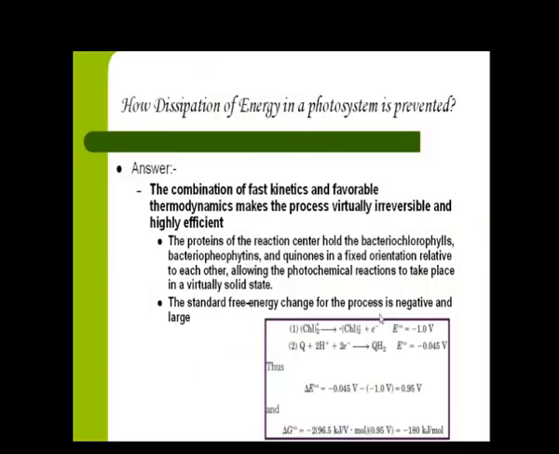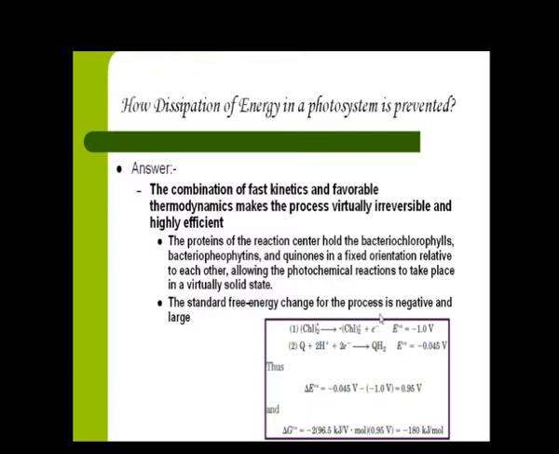Now, if your chloroplast takes energy from the photons, this energy can dissipate in the form of heat, right? If something has taken up energy, the easiest way to give out that energy is heat. Even our body, when we do work, the cells give out heat energy. Now, why after taking up the photon energy, is it not dissipated as heat?